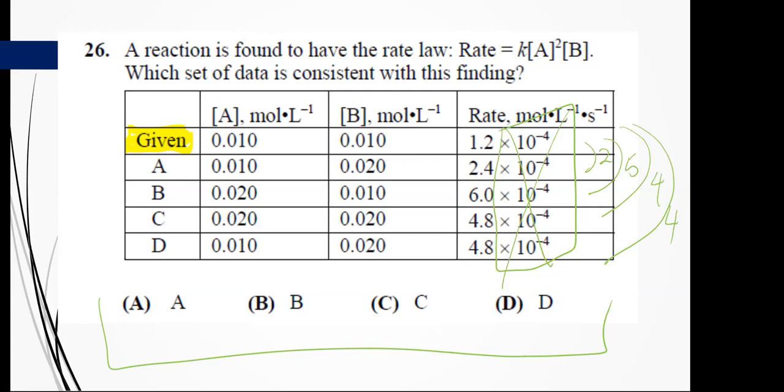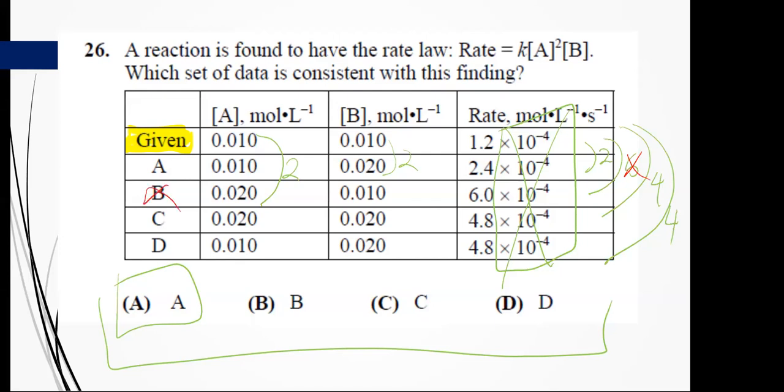And so when we go from the given to A, we see a change of 2 times here. And if we were to plug that into our rate law, then we should expect it to go up by 2. And so we know A works out. When we compare our given to B, this went up by 2, and we expect that should go up by 4. But that's not the case. It went up by 5, so we know that one can't be it. So we know it can't be B.